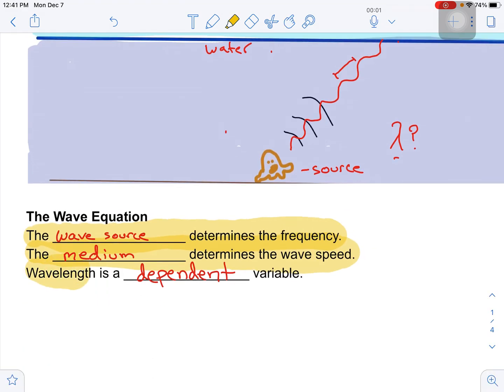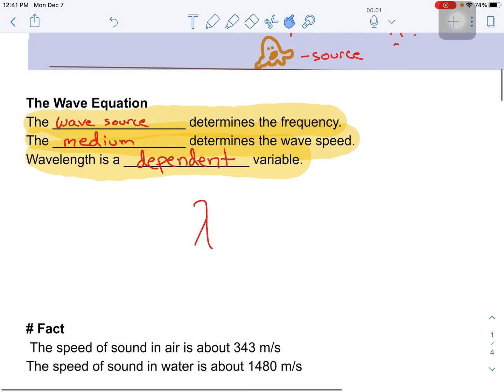The wavelength is a dependent variable. What that means is that the wavelength is the effect in this example. This is something that you cannot directly change yourself. You have to tinker with the frequency or the wave speed in order to indirectly affect the wavelength. It is the dependent variable. So let's write the wave equation down. That's going to help us out. That's going to give us everything we need to solve this problem.